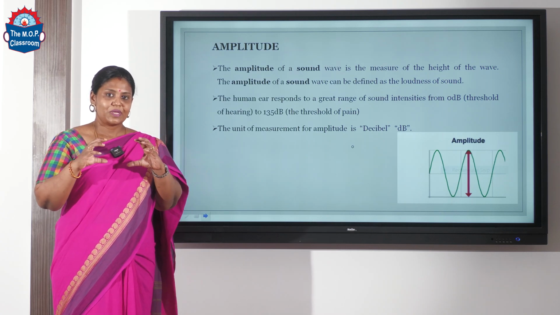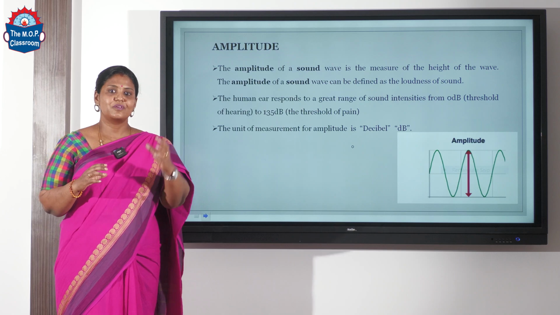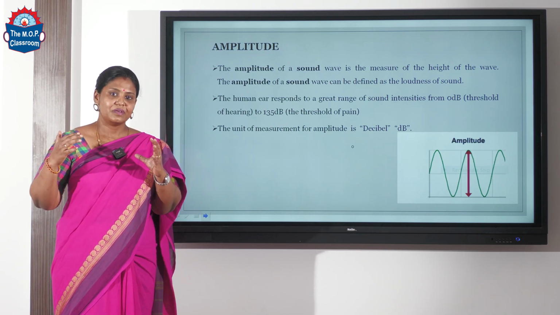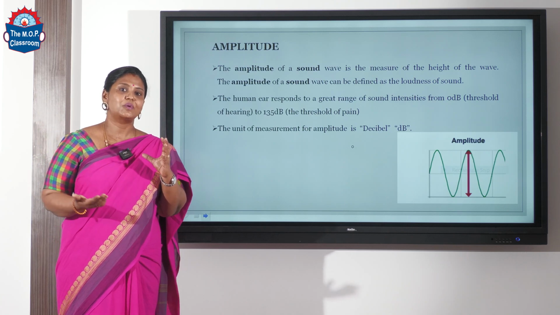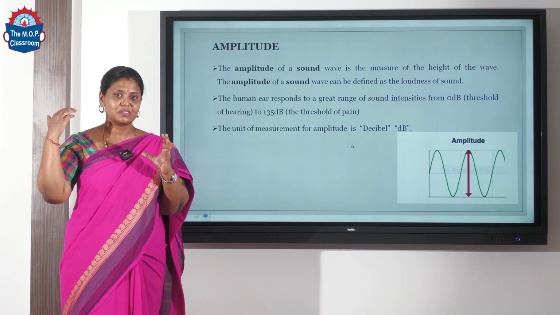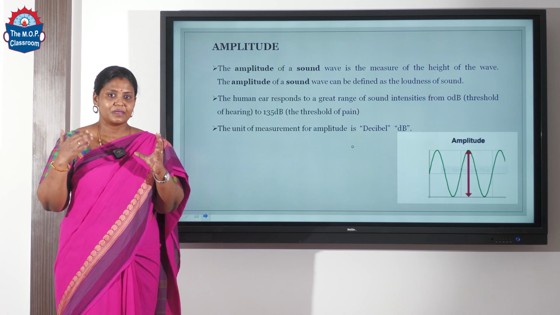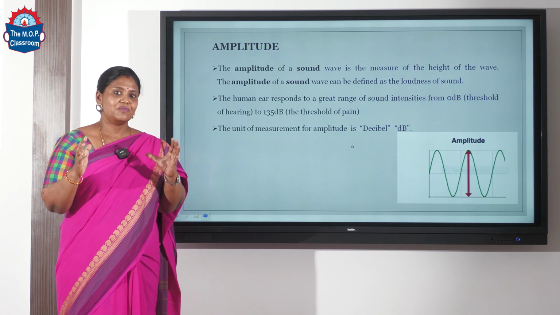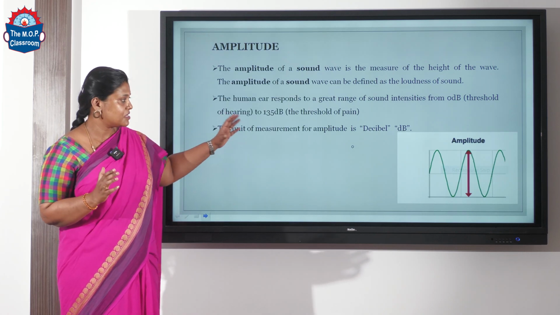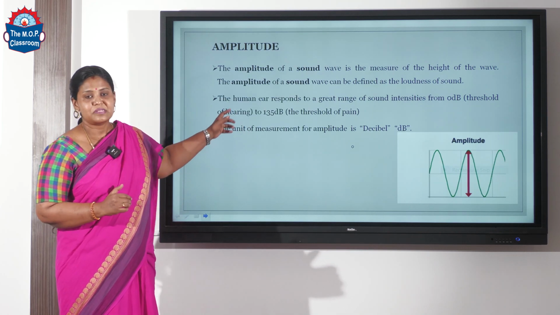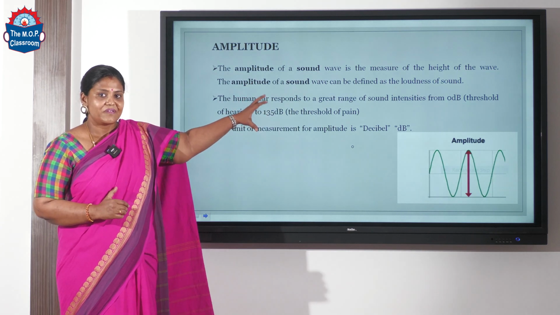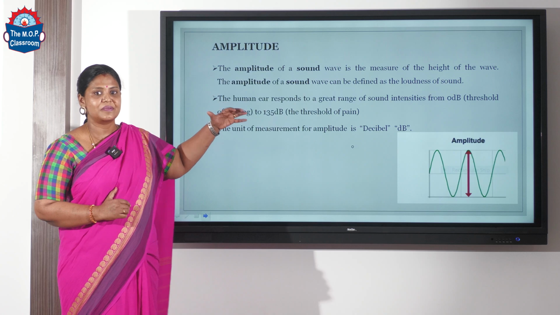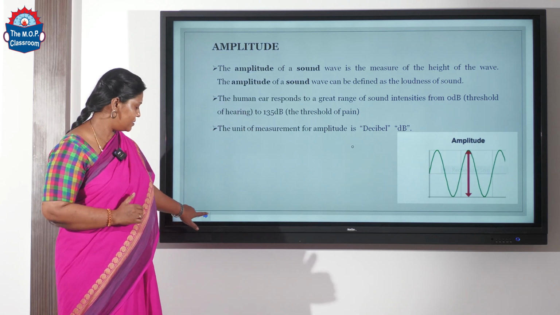Generally on a log scale, it starts from 0 decibels to 125 decibels. Anything a human hears beyond 125 decibels is going to affect the hearing capacity of the individual. The hearing level for a human ear is between 0 and 120 decibels. So 0 is the starting level, which is the threshold of hearing, and beyond 135 is the threshold of pain.